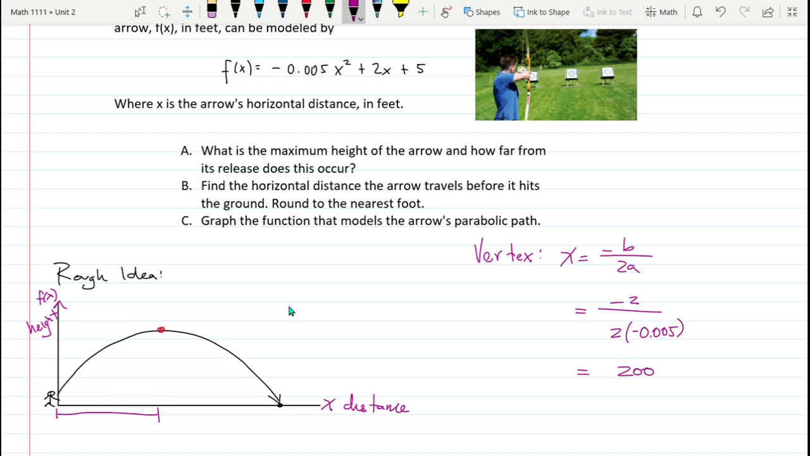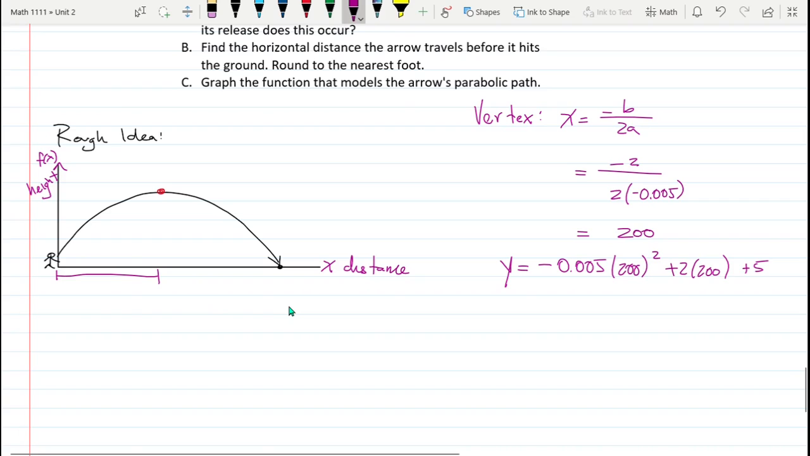So at 200 feet away from the point of release, that's when the arrow is at its highest. This is not how high off the ground it is. This is how far away horizontally it happened from when it was released. So now we have to plug that back into the equation. We'll have negative 0.005 times 200 squared plus 2 times 200 plus 5. So let's put that in the calculator.